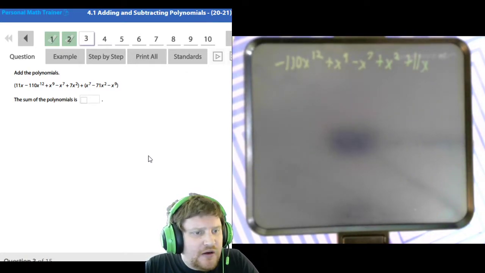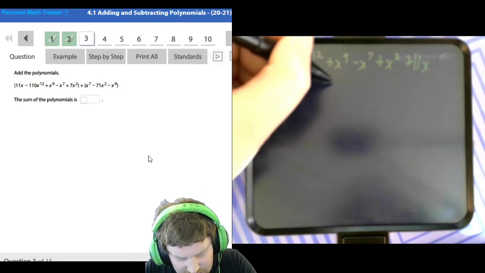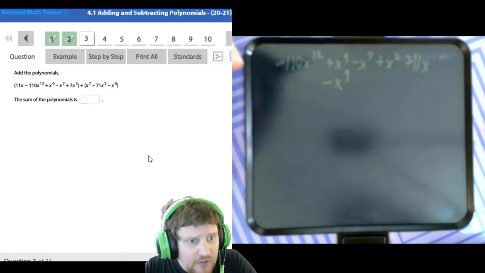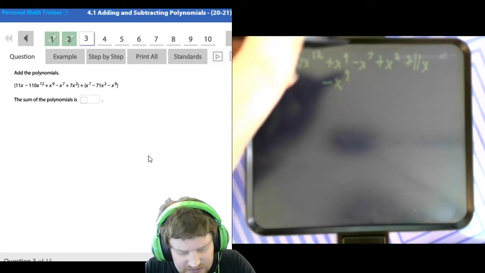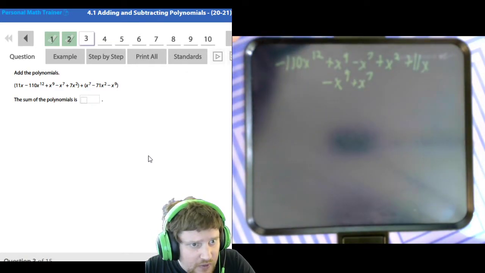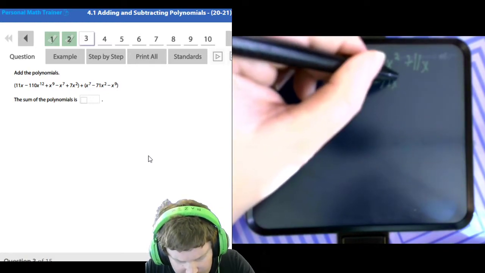And then on the right side, I have a negative x to the 9th. I have an x to the 7th. I have a minus 71x squared.